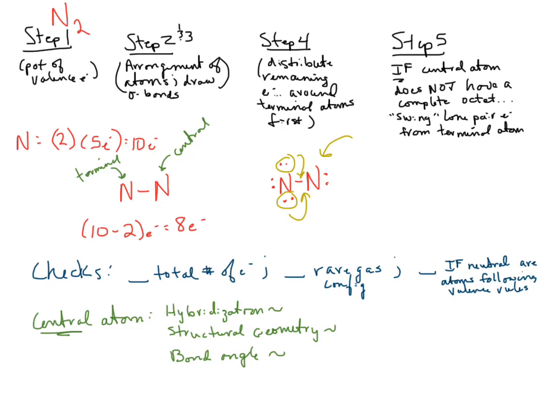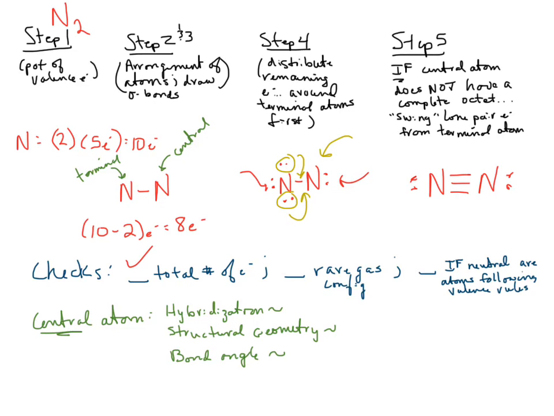So if we redraw this structure in the 5th box, it looks like this, where the nitrogen on the left now has only 1 pair of lone pair electrons. We have a triple bond between the 2 nitrogens, and the other nitrogen still has the lone pair electrons it had in the first place. So if we do a check, we should have 10 electrons around the final Lewis structure. 2, 4, 6, 8, 10. So that check is right.